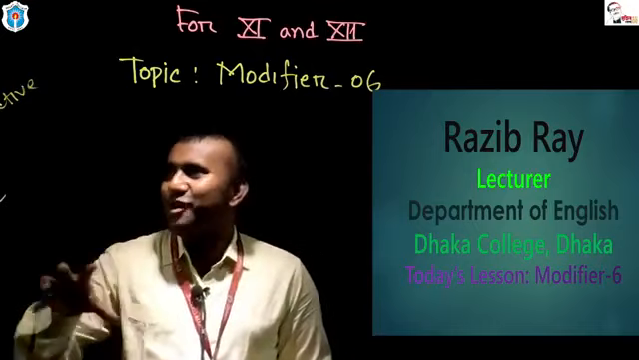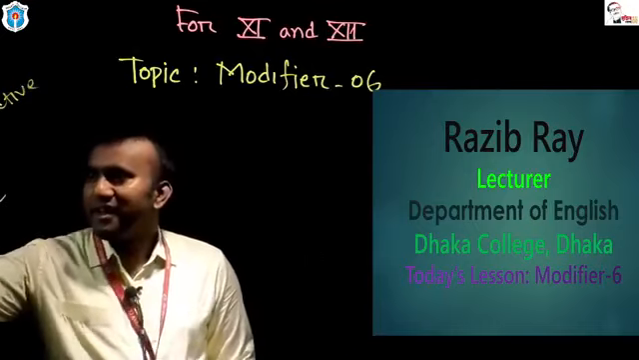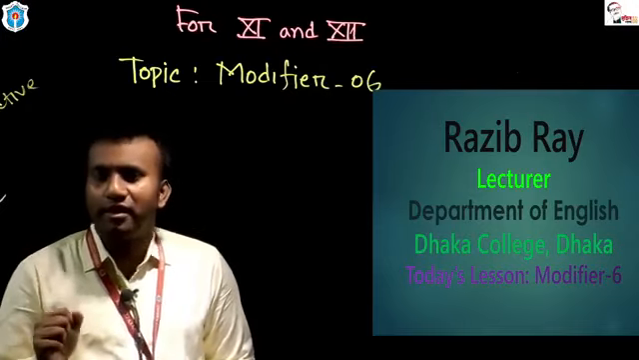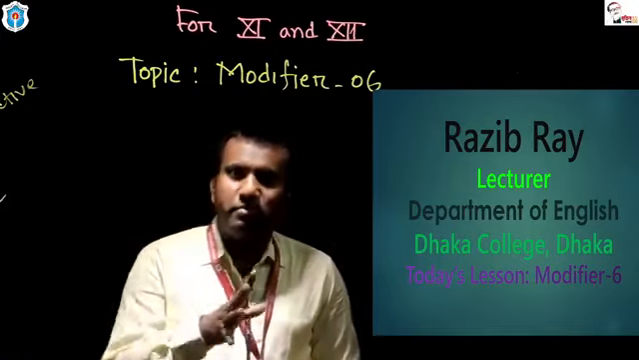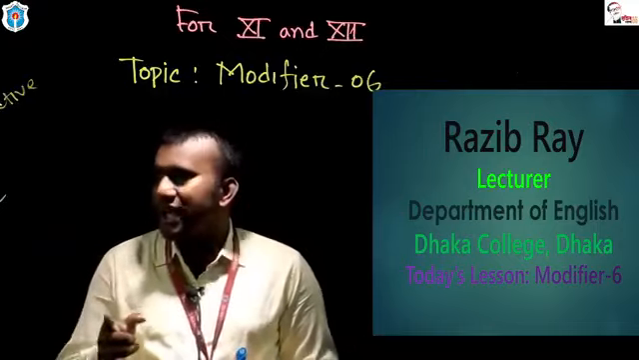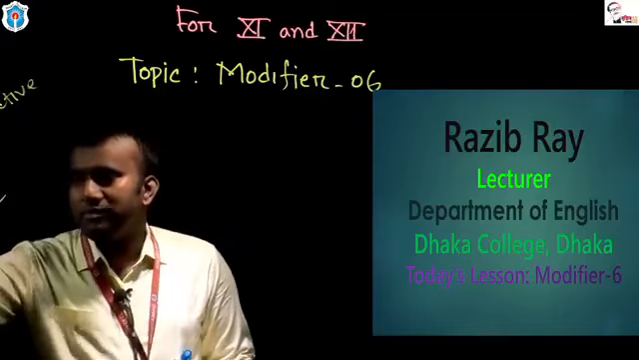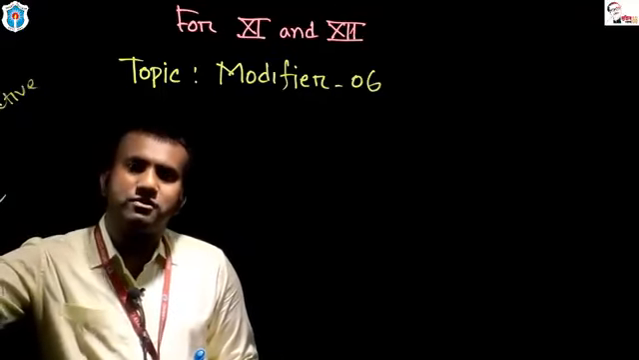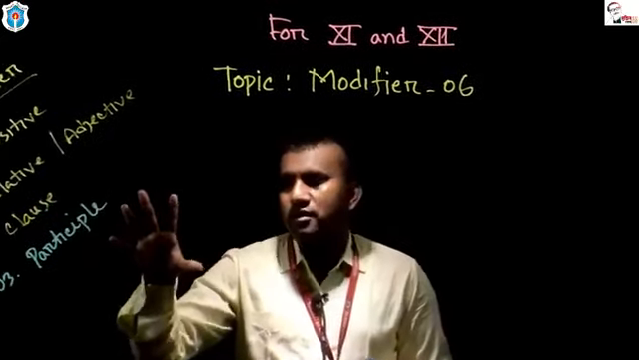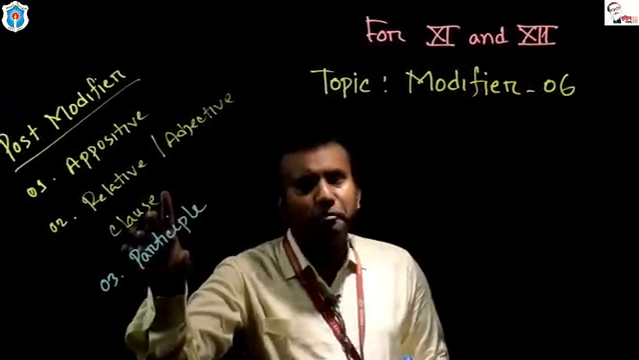We will focus on post modifier. Number 1, appositive. Number 2, relative or adjective clause. Number 3, participle. Those who are with me for 3 or 4 classes know that we have already completed appositive as well as relative or adjective clause. So the first 2 have already been discussed. Today we will focus on participle.